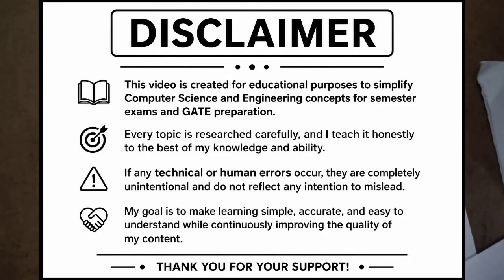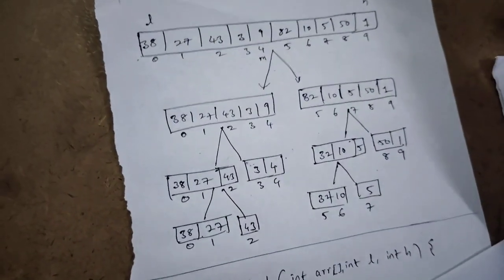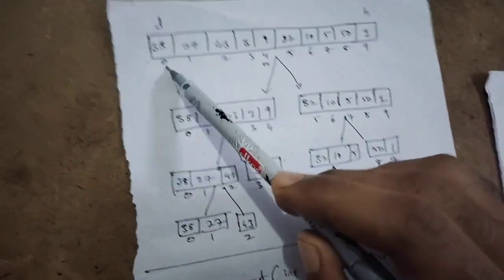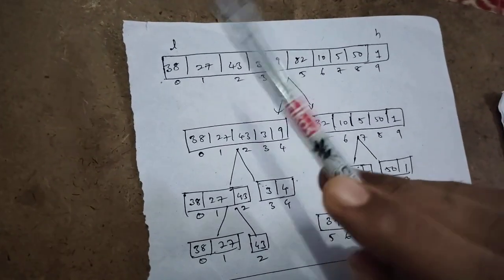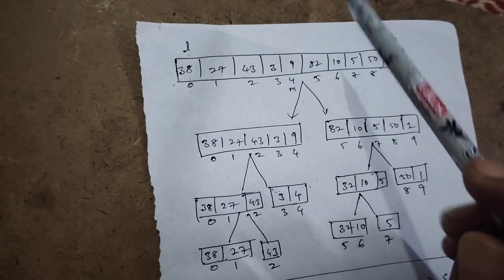Welcome to everyone. I'm going to explain merge sort. Let's assume there is an array from 0 to 9, where the starting index is low and the ending index is high.